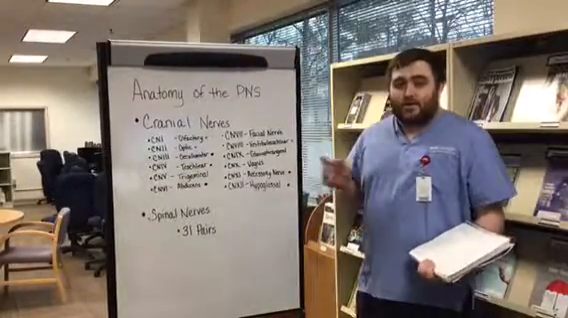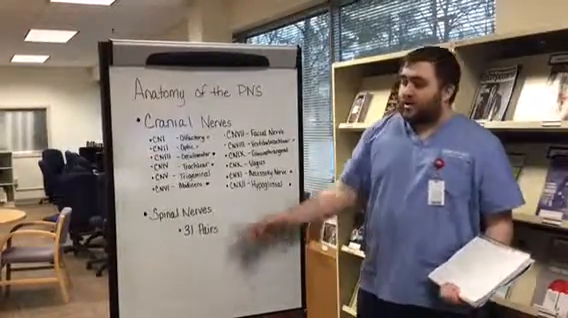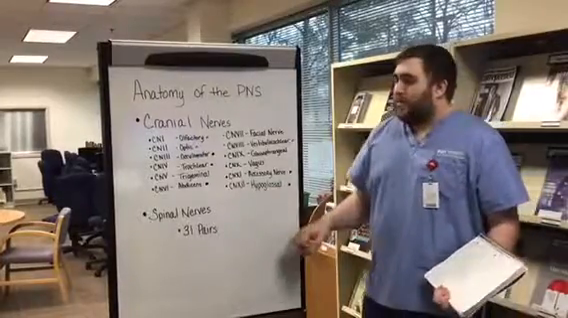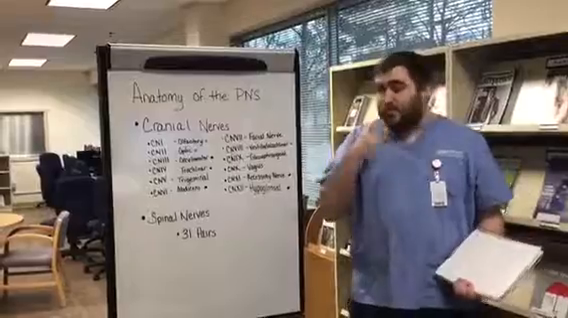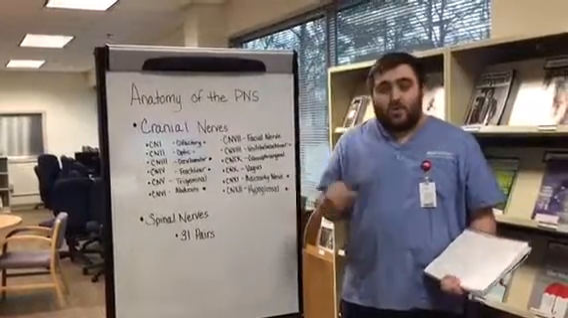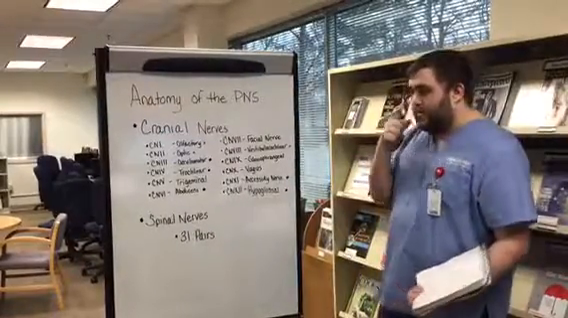You have 12 pairs of cranial nerves, and they're listed in Roman numerals. The first one, cranial nerve 1, is the olfactory nerve, which is used in smell. You have cranial nerve 2, the optic nerve, which is used in sight.